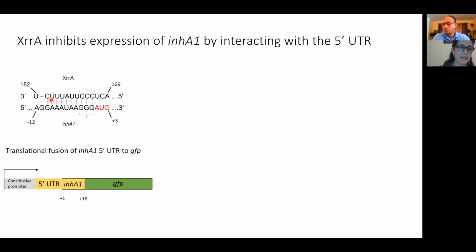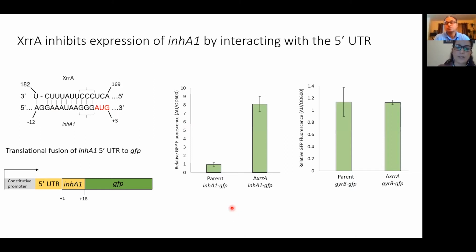So I went ahead and created a translational fusion of the 5' UTR of NHA1 to GFP under the control of a constitutive promoter. And this, of course, includes this region that is predicted to base pair with SIR-A. And then I looked at GFP expression in a parent strain of Bacillus anthracis and the SIR-A null. And I found that while in the parent strain I get some level of GFP production, in the SIR-A null I get this increased level, which suggests the repression of this region.